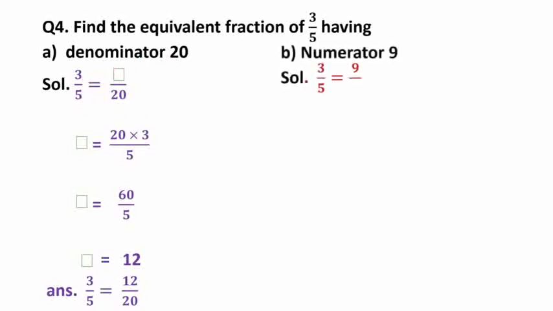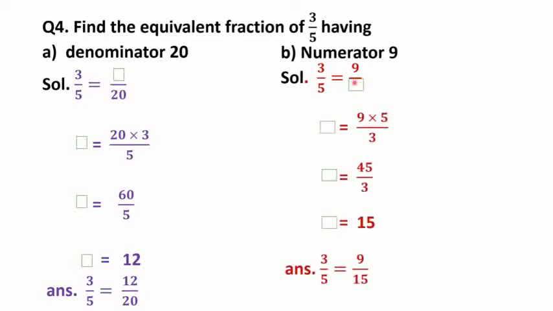Okay. Next question is numerator should be 9. So 3 by 5 is the question given here. We have to find the equivalent fraction of 3 by 5 which is having numerator as 9. Now we have to find the denominator. So simply what again we have to do, we have to find the value of this box.